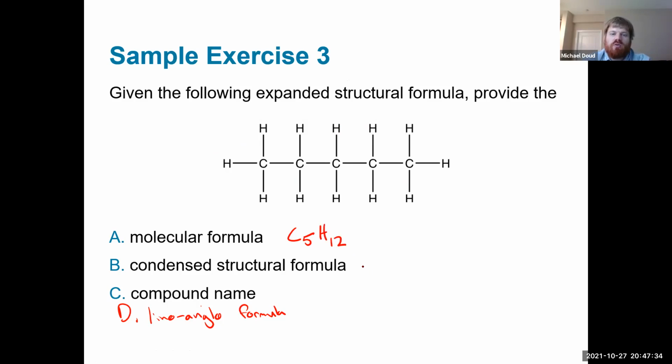Next up, the condensed structural formula. This is the expanded structural formula. To condense it, what we're going to do is this carbon is bonded to 3 hydrogens, so that's CH3. That's bonded to a carbon that's bonded to 2 hydrogens, CH2. The next one is 2 hydrogens again, then 2 hydrogens again, and then finally 3 at the end for the 5th carbon. That's what our condensed structural formula looks like. What's the compound name? Did you come up with it? Well, this is the 5-carbon compound, 5-carbon alkane, and we call that pentane.